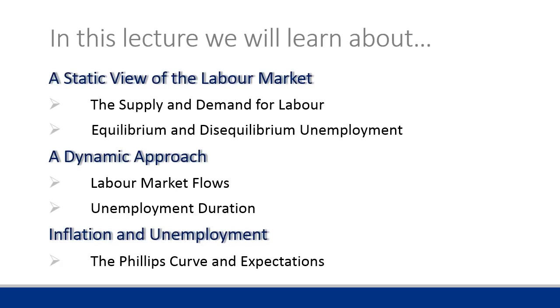In today's lecture, we're going to look at two different approaches to modelling the labour market: a static view of the labour market and a more dynamic approach that looks at labour market flows. We'll then go on to the topic of unemployment before marrying together two important macroeconomic variables, inflation and unemployment, in the Phillips curve.